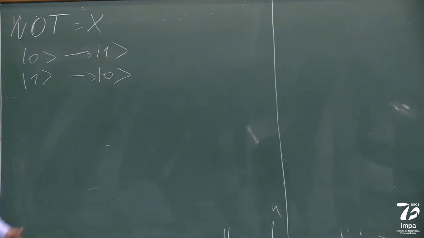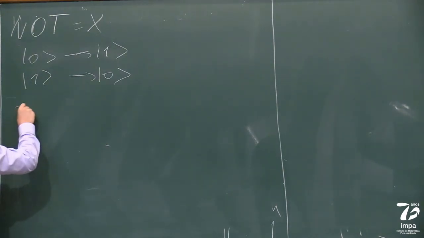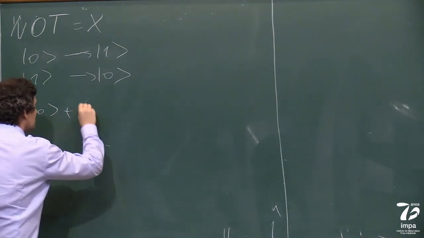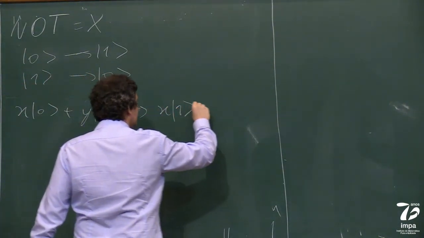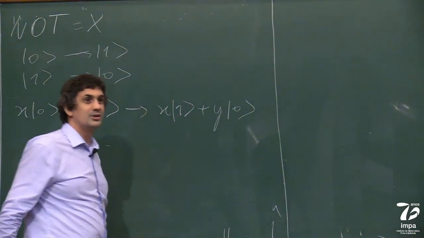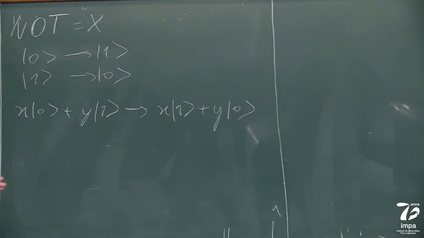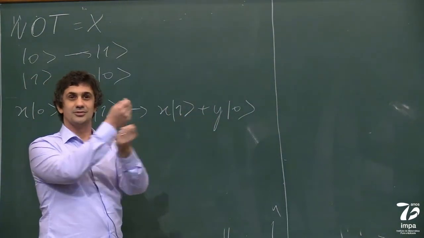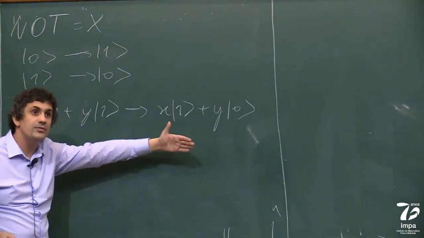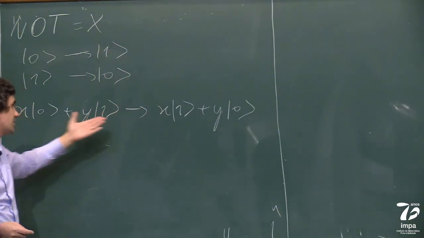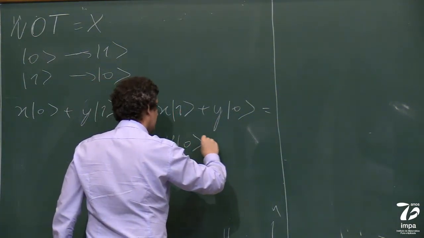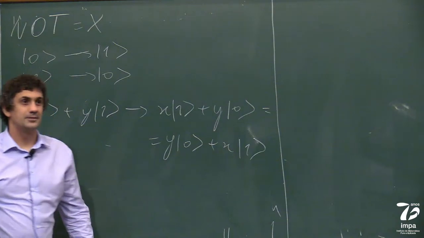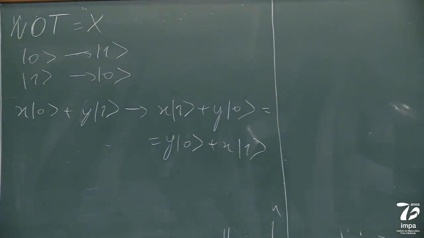So natural. In that case, x 0 plus y 1 goes to x 1 plus y 0. This is consistent notation, even if I write it not in a proper order, because I am still working with a vector. This is a mathematical object, and as a mathematical object, they coincide. So this is the same as y 0 plus x 1. This is just to get used to it. I do not assume that it is a hard story.